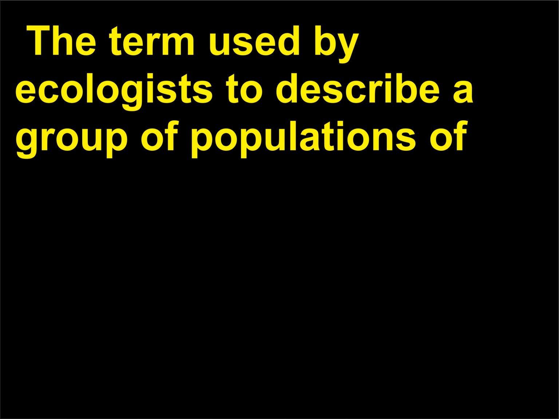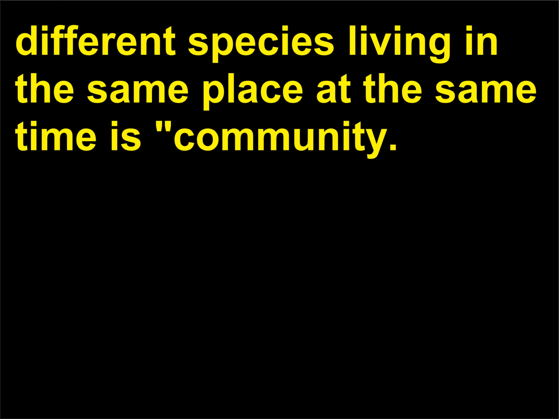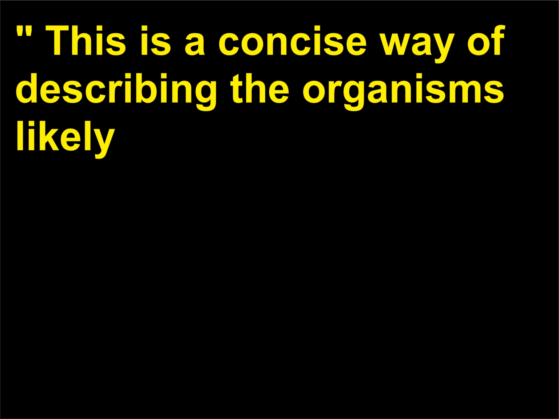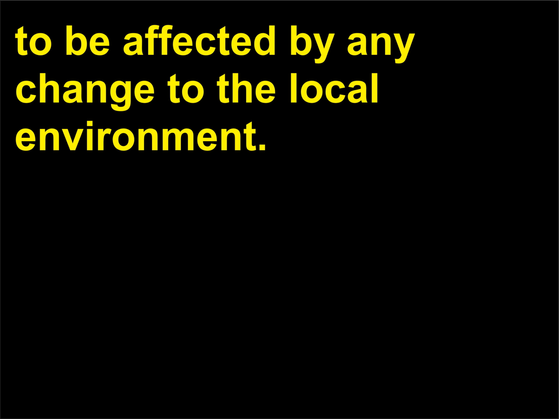The term used by ecologists to describe a group of populations of different species living in the same place at the same time is community. This is a concise way of describing the organisms likely to be affected by any change to the local environment.